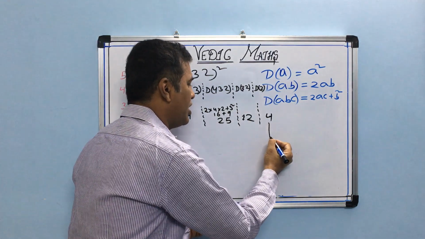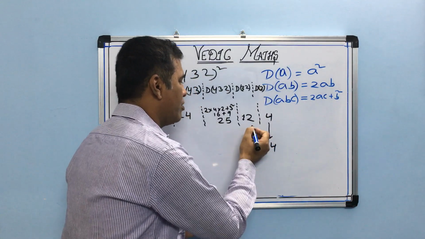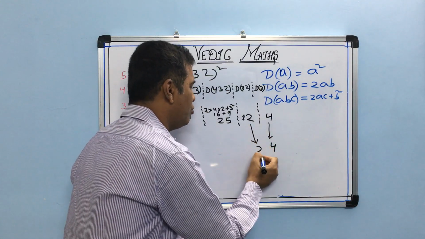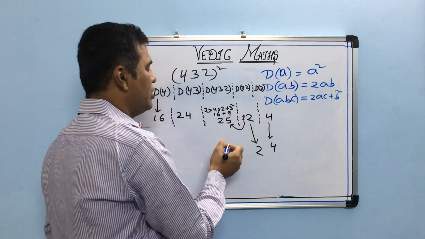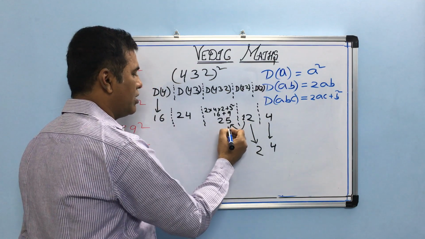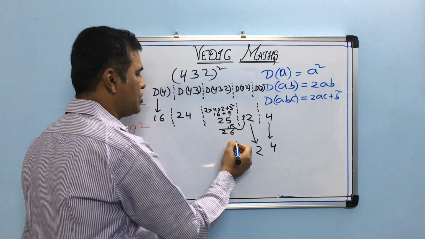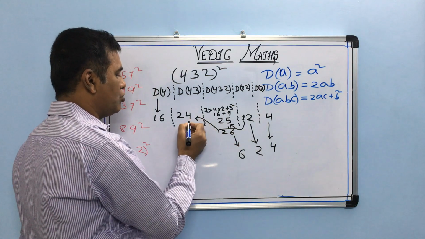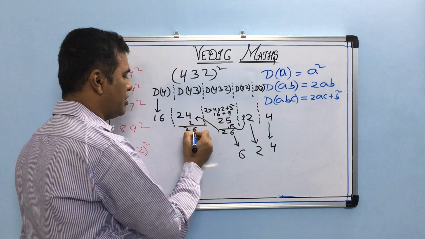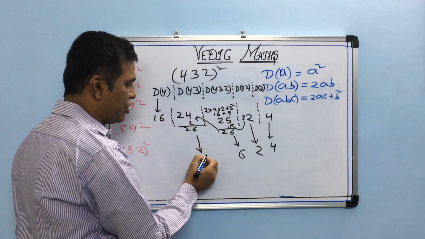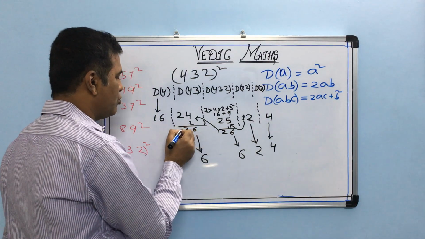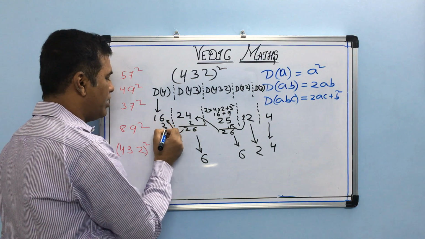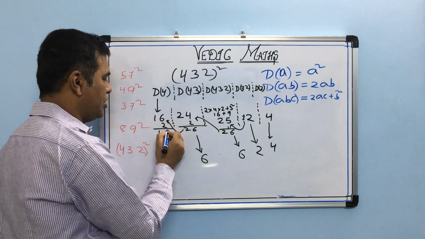So from here I will write 4. From here I will bring 2. 1 will be carried forward. So 25 plus 1, it will become 26. So 6 will come down. 2 will move forward. So 24 plus 2, that will be 26. From here 6 will come down. And these 2 will carry forward. So 16 plus 2 is 18.